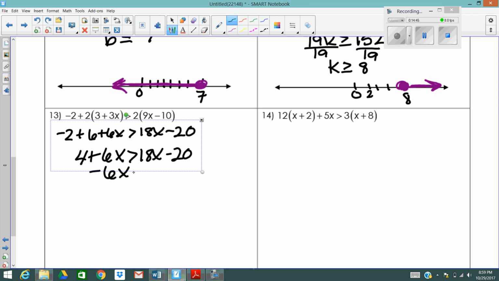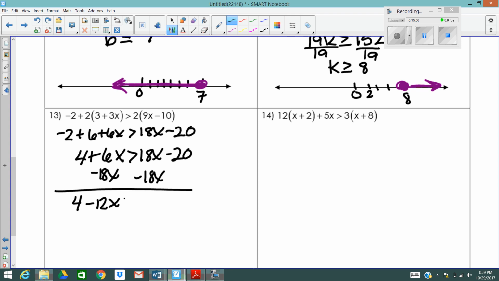Subtract 6x. Oh, what am I doing? Erase. We did not want to do that. And sorry, we always want our variable on the left side. So I'm going to subtract 18x. So I get 4 minus 12x is greater than negative 20. Subtract 4. So I get negative 12x is greater than negative 24.